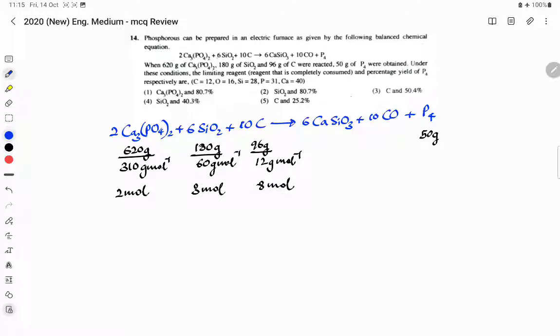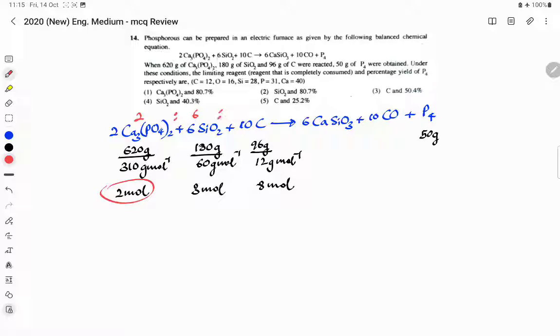Now when we look at the amount of calcium phosphate and the silica, according to the stoichiometry, we need 6 silica for 2 calcium phosphate, and we already have 2 moles of calcium phosphate. That means we need 6 moles of silica, but we have only 3 moles. Therefore, for the time being, silica is the limiting reagent. Calcium phosphate is in excess.